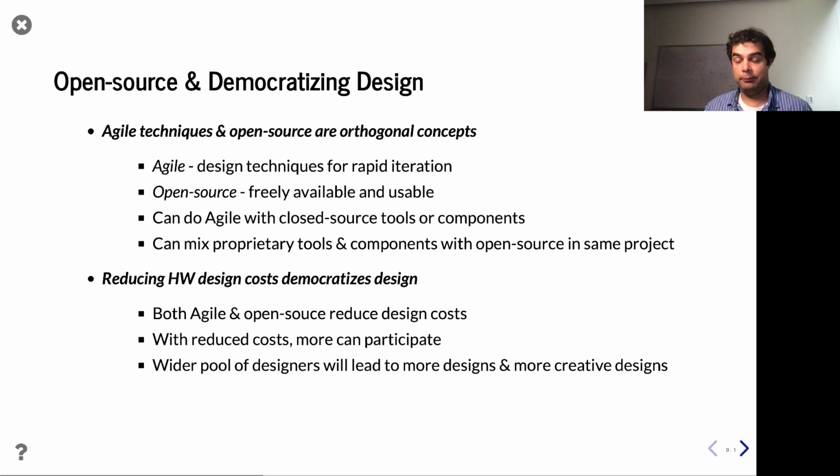So what I'm referring to as agile in this course is this notion of rapid iteration of the design, and a set of techniques to do that. Open source simply means that for the thing you're talking about, you can see the source code and it's freely available and usable, right? And so it turns out these are two different dimensions, right? You can do agile with closed source tools and components, right? You can do everything closed source, proprietary tools, proprietary hardware design, but do it in an agile manner really fast. Or you can mix and match, right? You can have maybe some proprietary tools, some open source tools, etc., right?